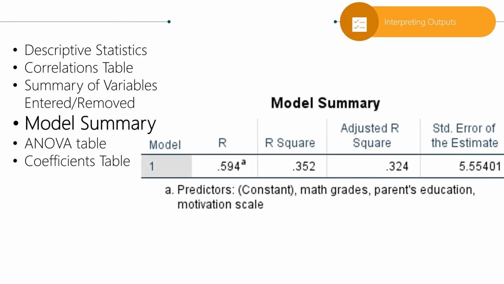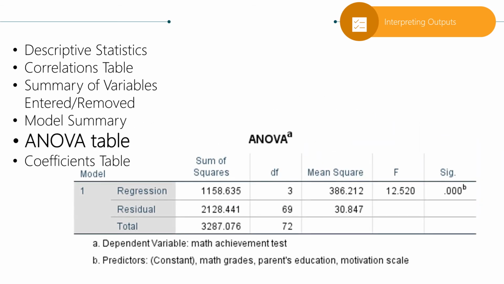Our model summary follows with a multiple correlation coefficient that considers all predictors simultaneously. Our adjusted R-squared coefficient tells us that the combination of parents' education, math grades, and student motivation accounts for 32.4% of the variance in math achievement. A prediction model used here can predict 32% of the outcome. Values displayed within the ANOVA table indicate that the synthesis of the predictor variables is statistically significant.